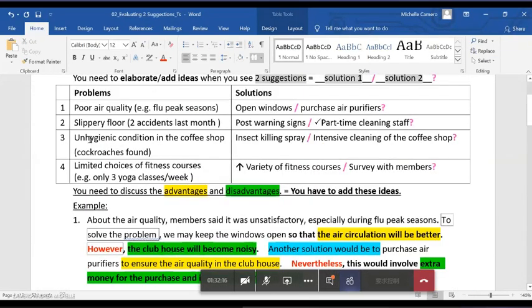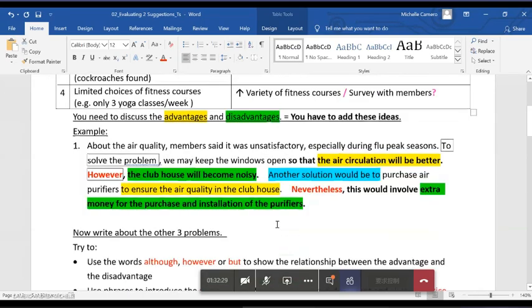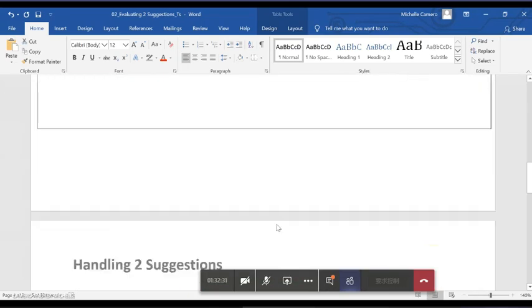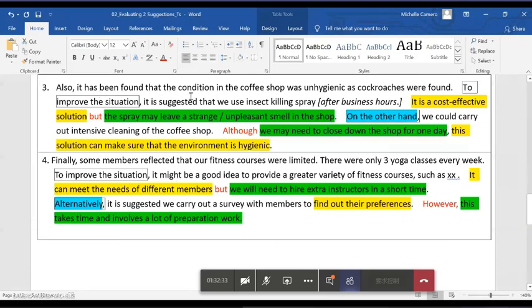So that's problem 2. Problem 3 is unhygienic condition in the coffee shop. More information about that is cockroaches were found. Our 2 possible solutions or suggestions are insect killing spray or intensive cleaning of the coffee shop. All right, so we go down here. We've got also, it has been found that the condition in the coffee shop was unhygienic as cockroaches were found. To improve the situation, it is suggested that we use insect killing spray after business hours. If you want to include the words after business hours, you can. If you don't want to, that's fine.